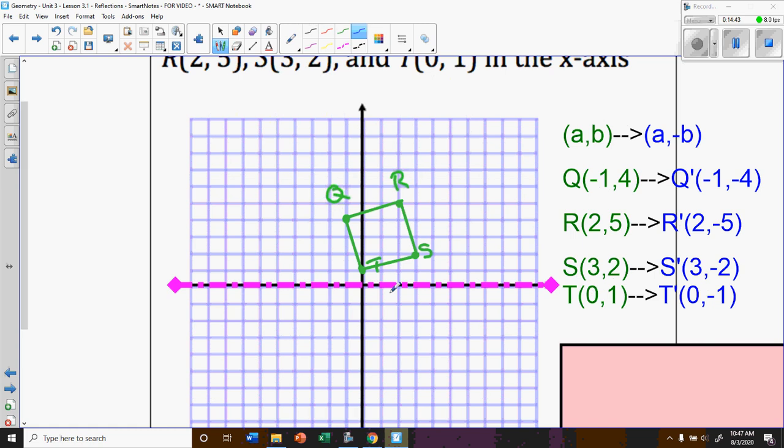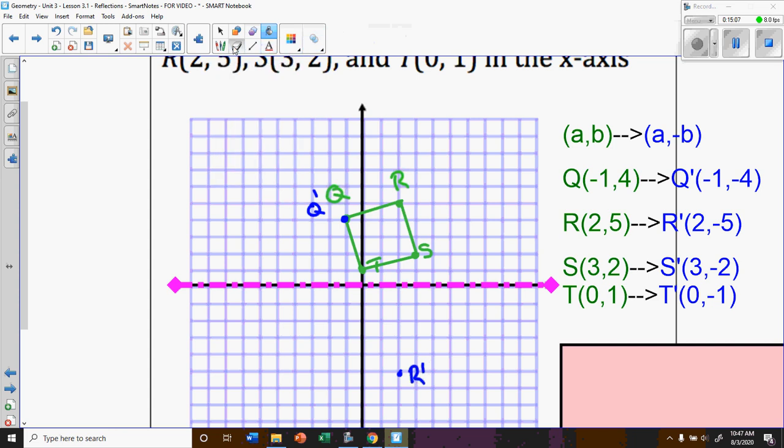And then I'm going to plot the points. So we got -1, 4. That's going to be Q prime. And then 2, -5. Oops, I made a mistake. That's supposed to be -4. Gotta be careful with that.